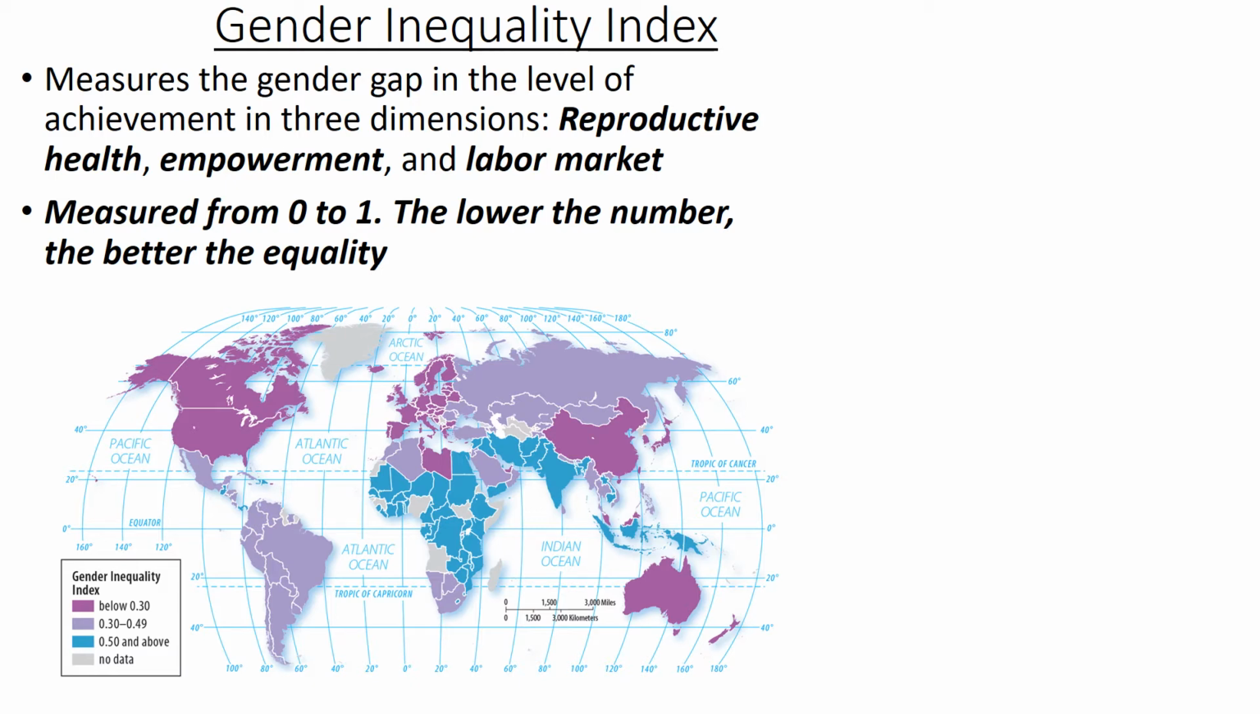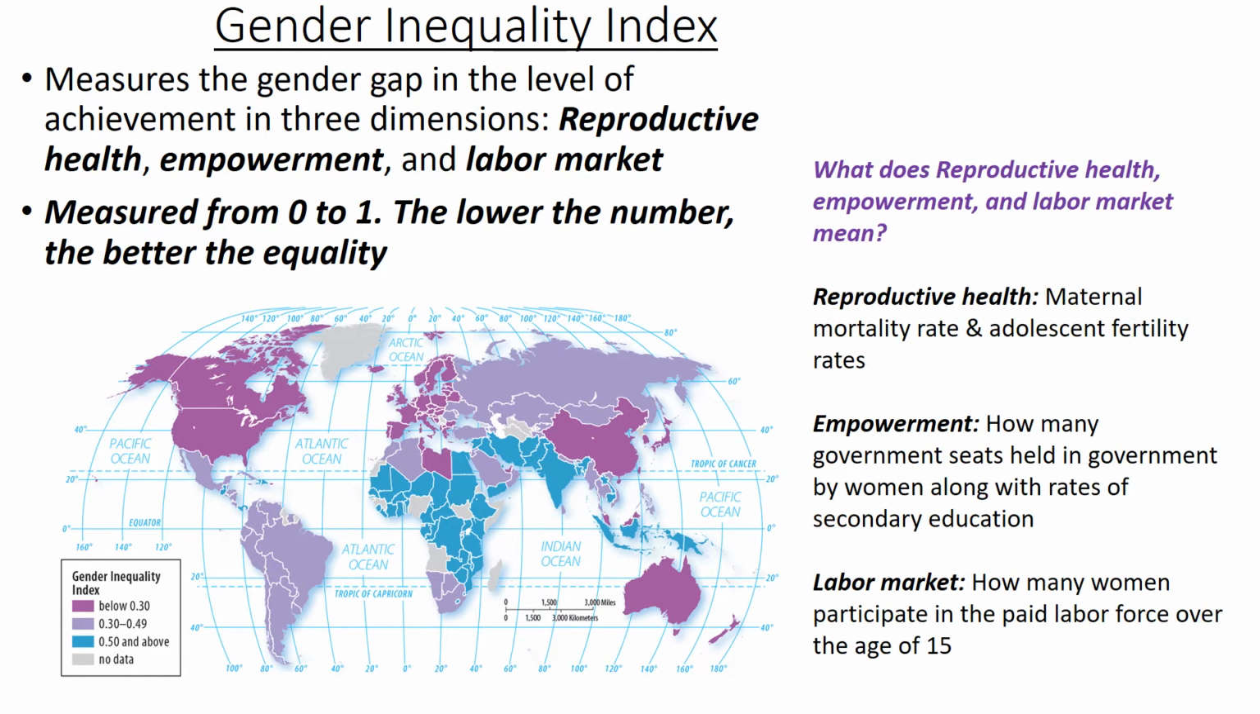Now, if you're wondering what reproductive health, empowerment, and labor market look like, this is it, right? Reproductive health are those maternal mortality rates and the adolescent fertility rates. Empowerment means how many government seats of power do women have in that country, or how many women have secondary education. And then finally, labor market. How many women participate in the paid labor force over the age of 15?